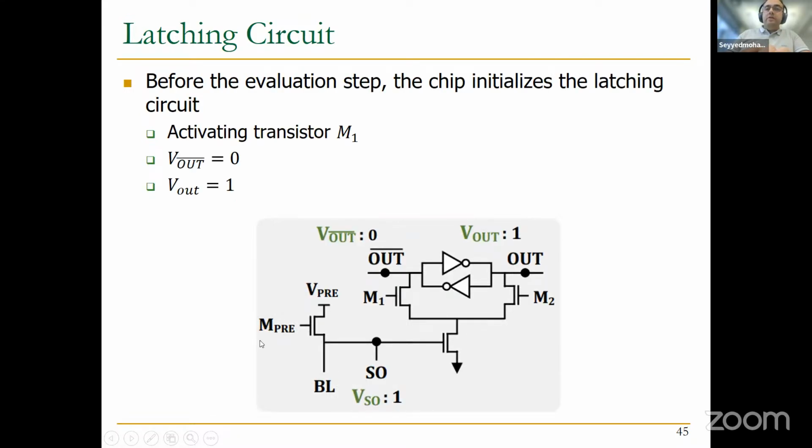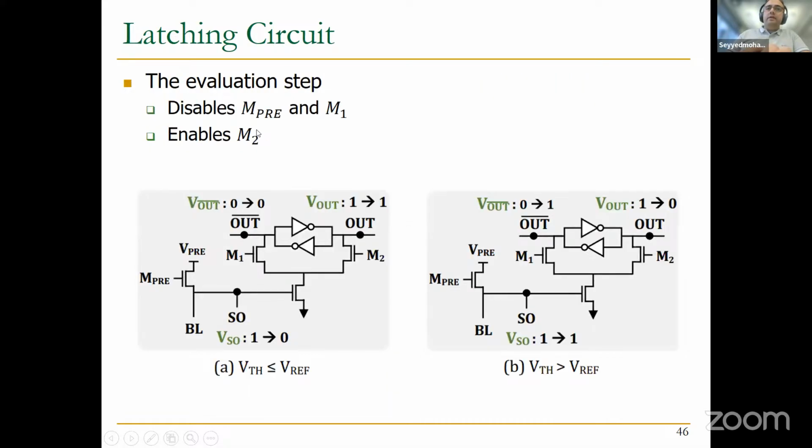So we need to disable both the pre-charge transistor and M1, and then we need to enable the M2 transistors. Now we have two different states depending on the bit line and the flash cell that you want to read.